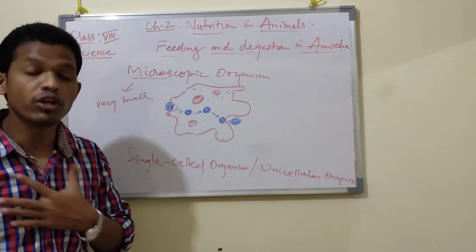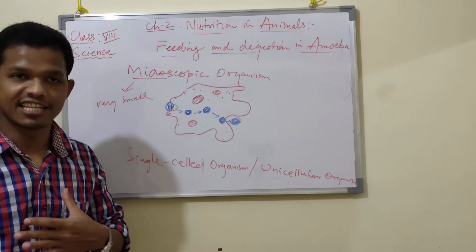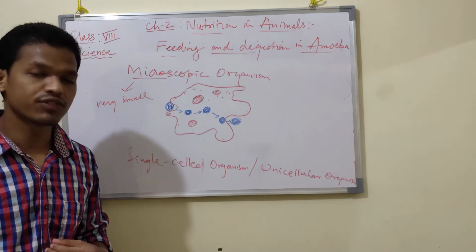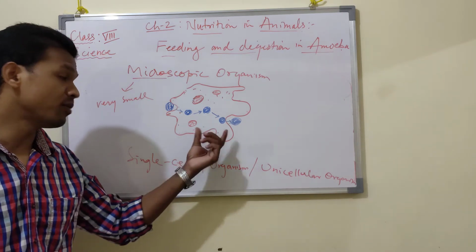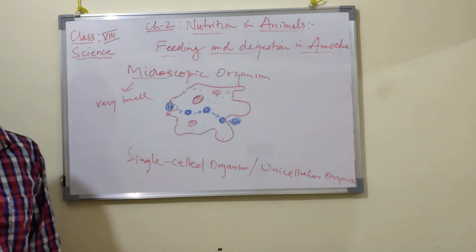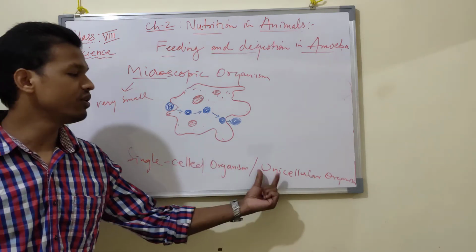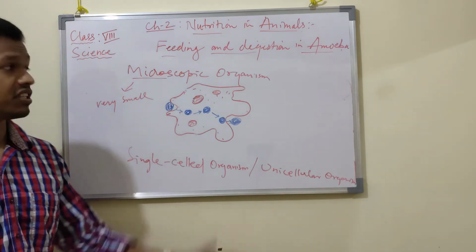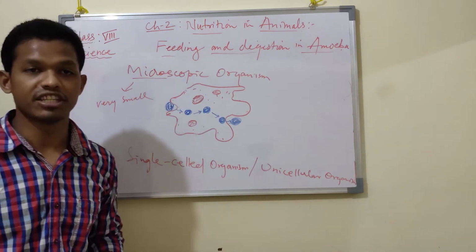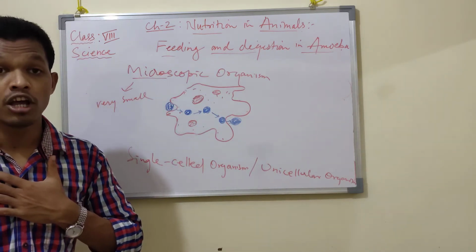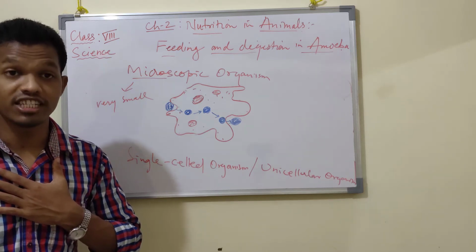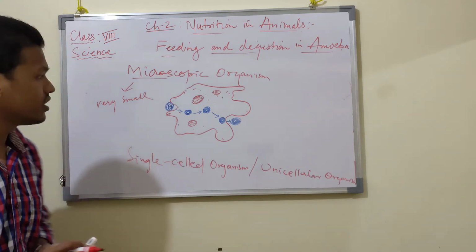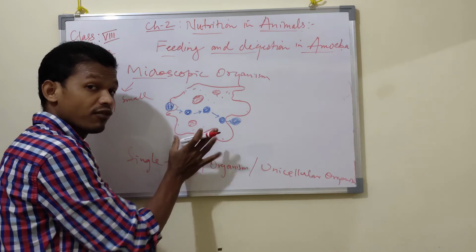Our body, the human body, has thousands and millions of cells. Our body is formed from millions and millions of cells. But this amoeba has only one cell, only a single cell. Therefore they are called uni, and uni means one, single. This amoeba is a single cell organism, having only one cell, while we have millions of cells.